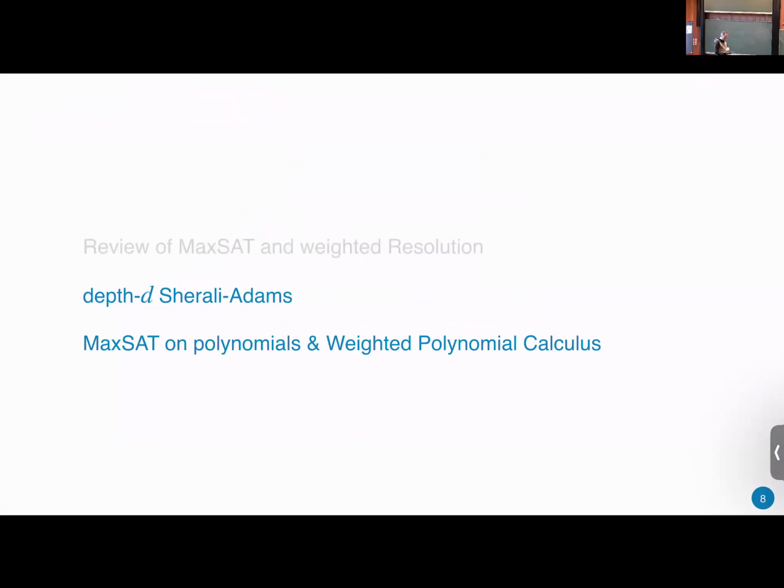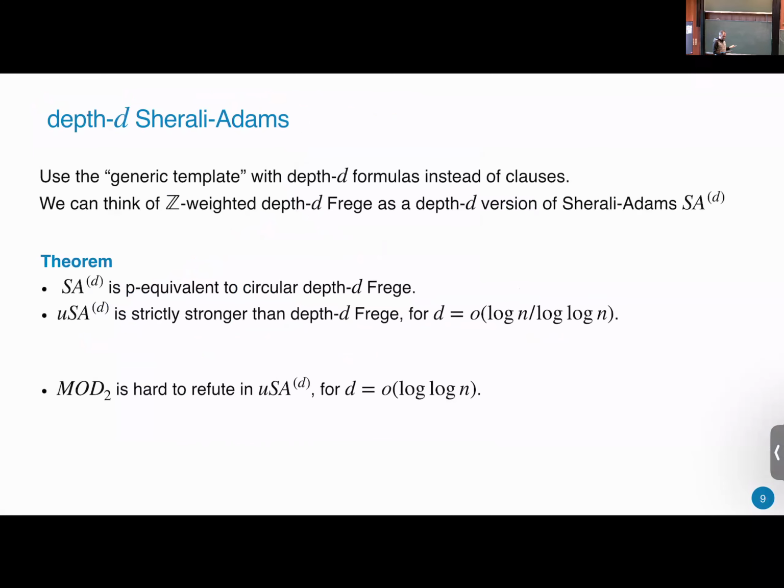So the next variation will be depth Sherali-Adams. I will not spend that much time, but the idea is that we can use the generic template. Now we don't have clauses, but we can put together bounded depth formulas. So you can define bounded depth Frege, there will be a symmetric cut. Now there are not clauses, there will be formulas and a symmetric split and some other extra rules to make it complete. And so there is a way to make that work for MaxSAT, for bounded depth formulas. And we can think of this, since it's very similar to this language, as a depth version of Sherali-Adams.